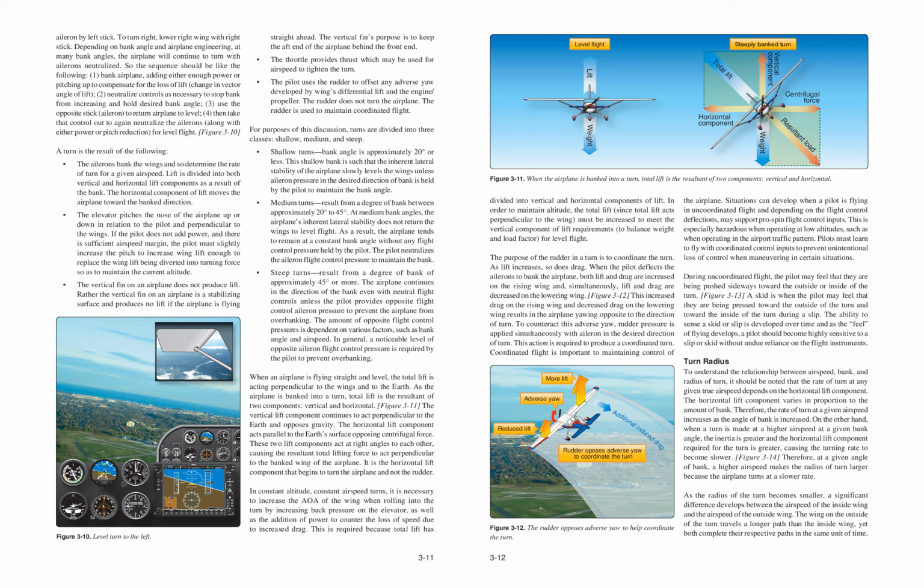Coordinated flight is important to maintaining control. More lift, adverse yaw, reduced lift, additional drag. Rudder opposes adverse yaw to coordinate the turn. Figure 3-12. The rudder opposes adverse yaw to help coordinate the turn.